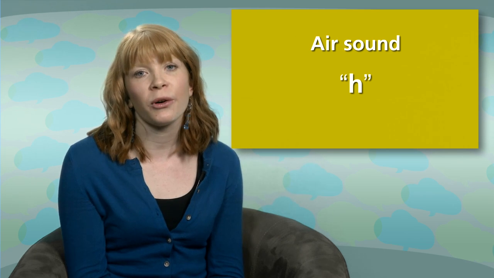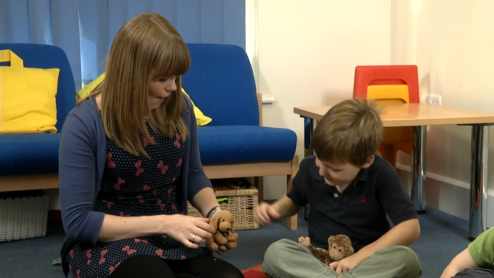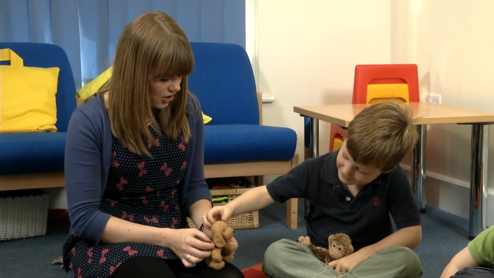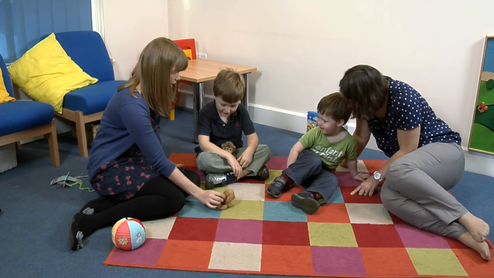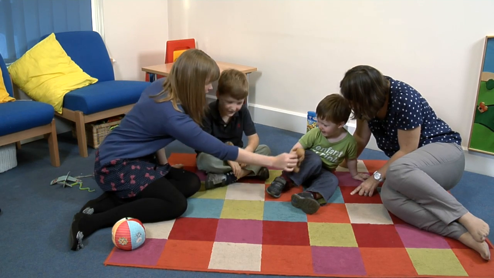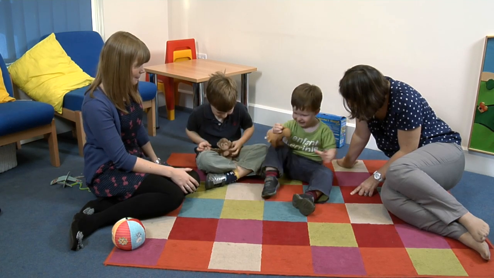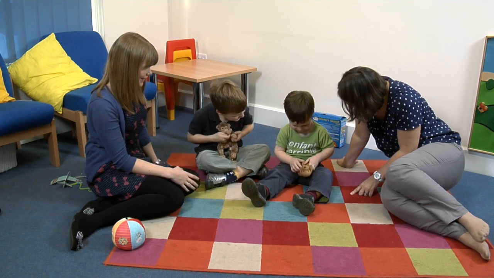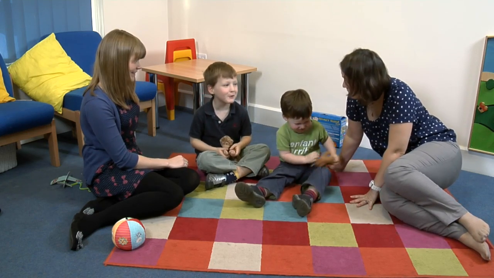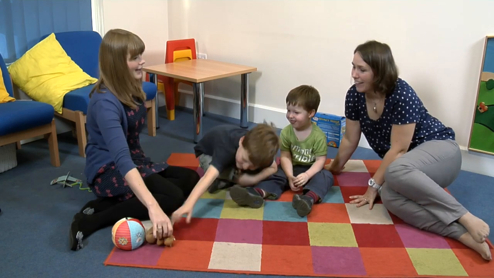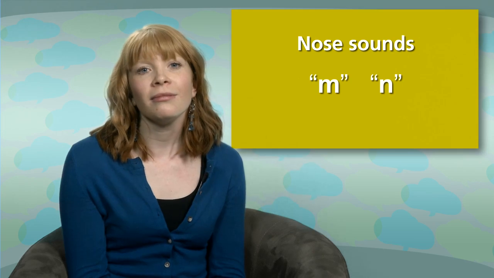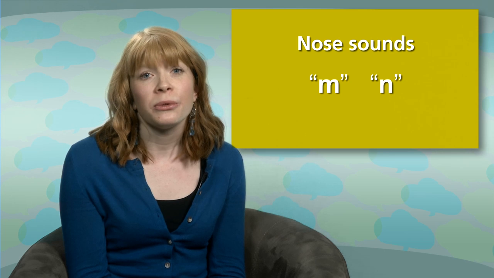Time for the air sound. This sound does not have a noisy partner. It is made by letting the air pass straight through your voice box and out of your mouth. Oh, it's my friend Mr. Dog, and he goes. Would you like one? Can you do that? He goes. That's right, Sebastian. Show him how to do it. Oh, poor Mr. Doggy.